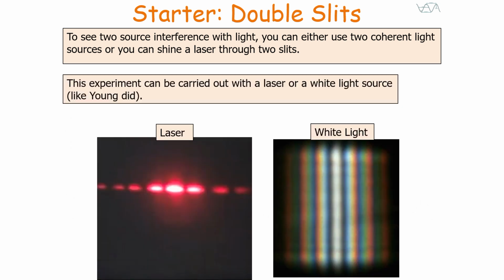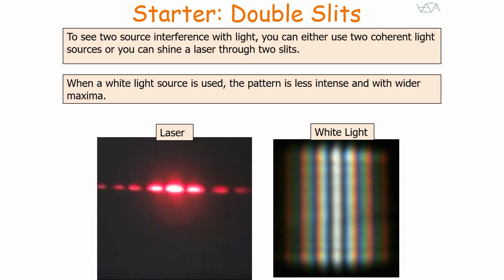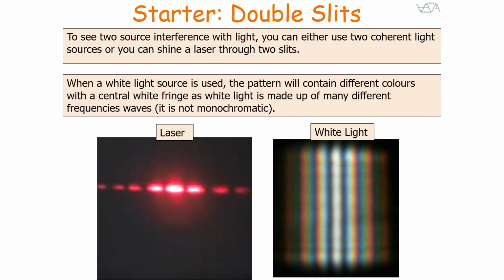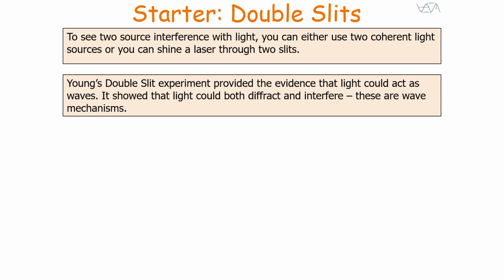Now, as mentioned before, the experiment can be carried out with a laser, as it tends to be in the modern world, or you can carry it out with a white light source like Thomas Young did originally in the 19th century. When a white light source is used, the pattern is less intense and has wider maxima. In addition, the pattern will contain different colours but have a central white fringe, as white light is made up of many different frequencies. It is not monochromatic.